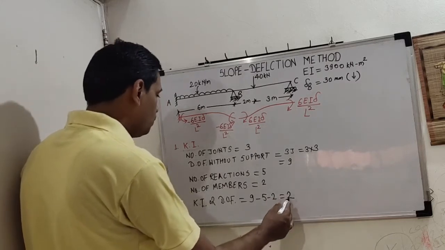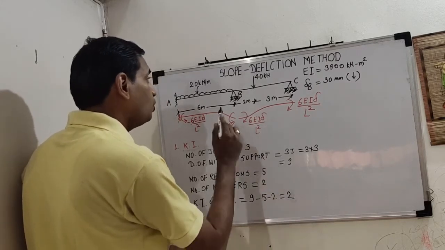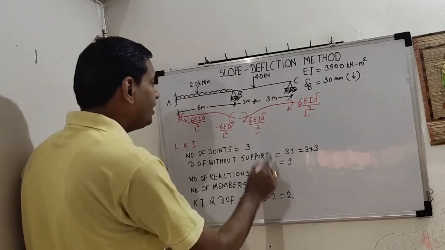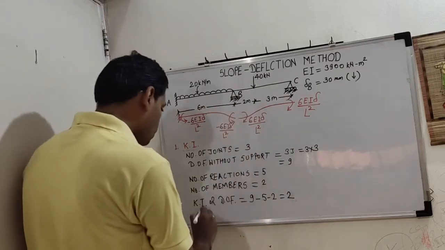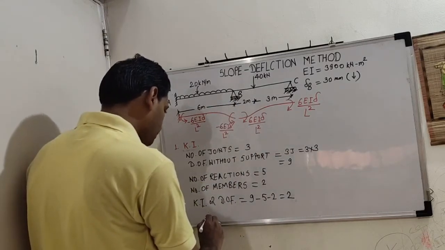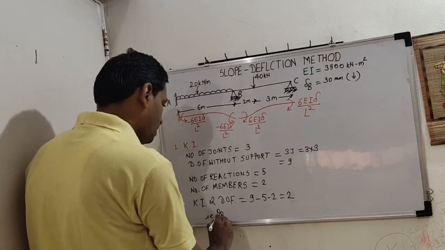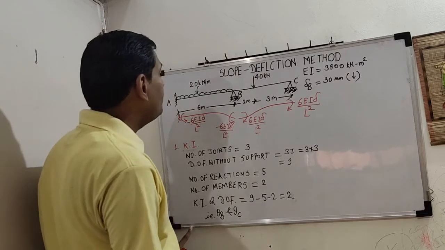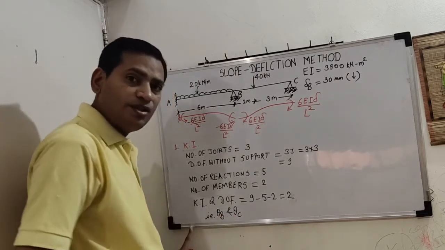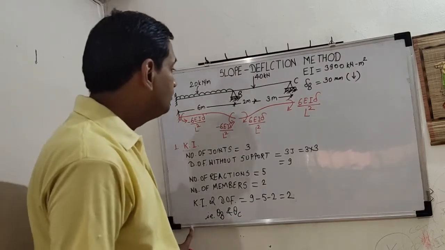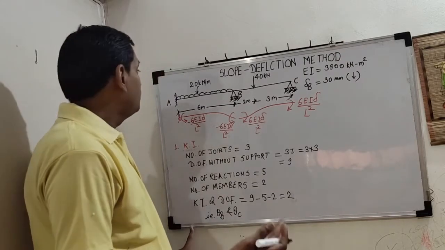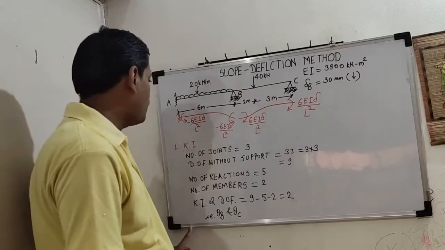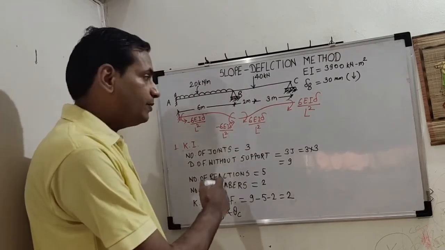So which are the two degrees of freedom that are going to take place in this beam? One is rotation of B and another is rotation of C. So our aim will be to find out these two rotations and then solve beam ABC. Okay, so this is our first step.